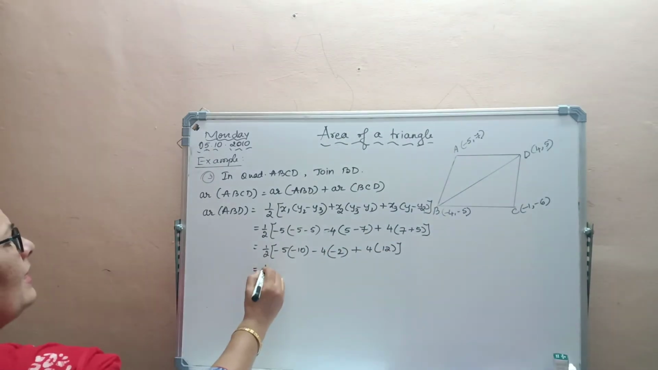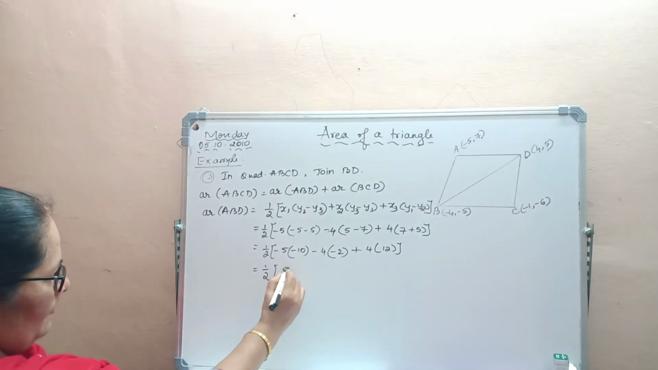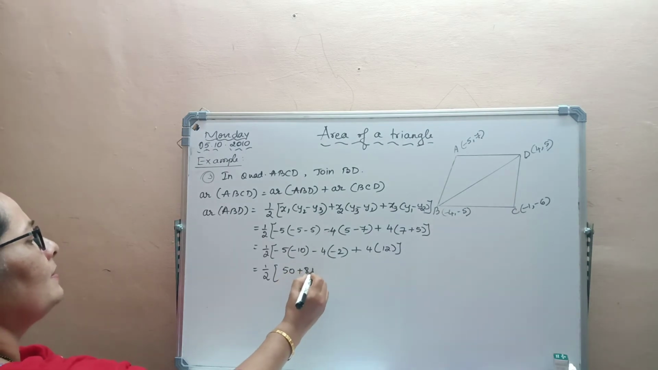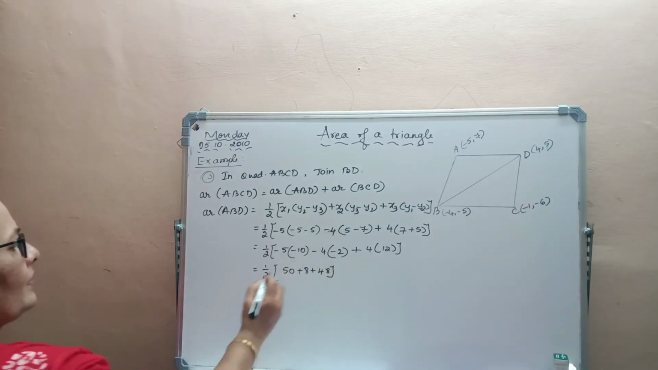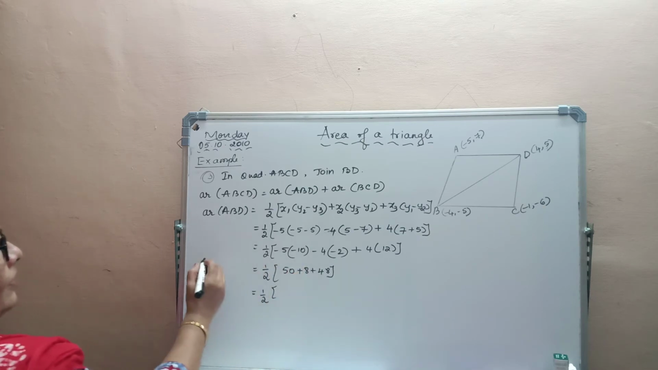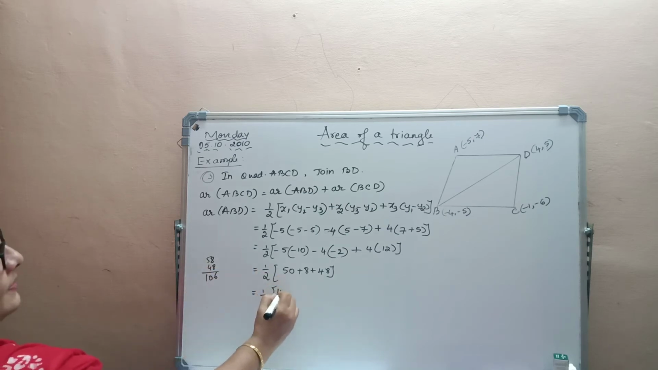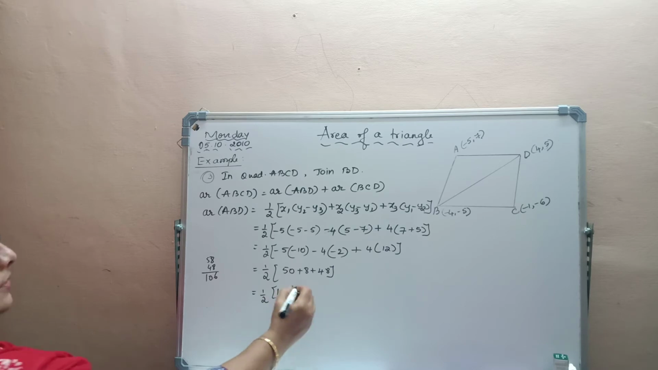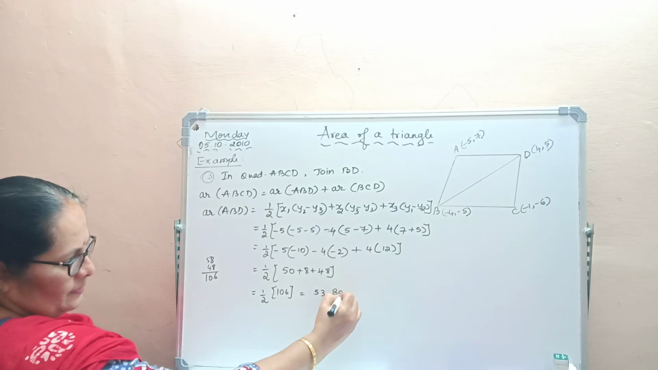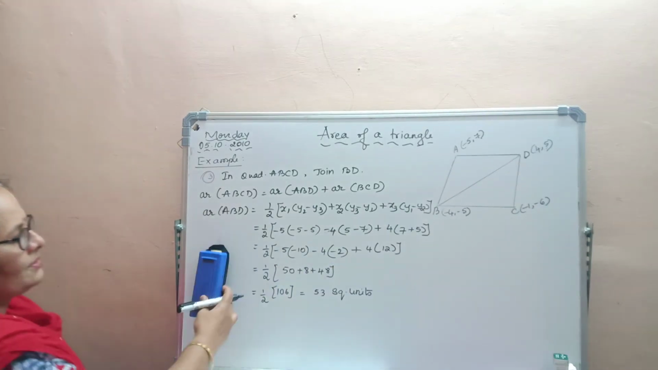Now simplify half into, so minus 5 into minus 10 is plus 50, minus 4 into minus 2 is plus 8. Plus 48. So which is half into 58 plus 48. 58 plus 48 is 106. So divide by 2, which is 53 square units. Area of triangle ABC is 53 square units.